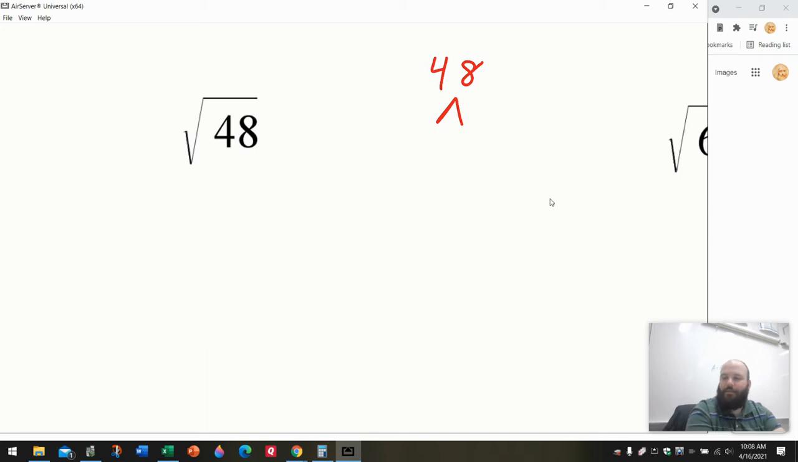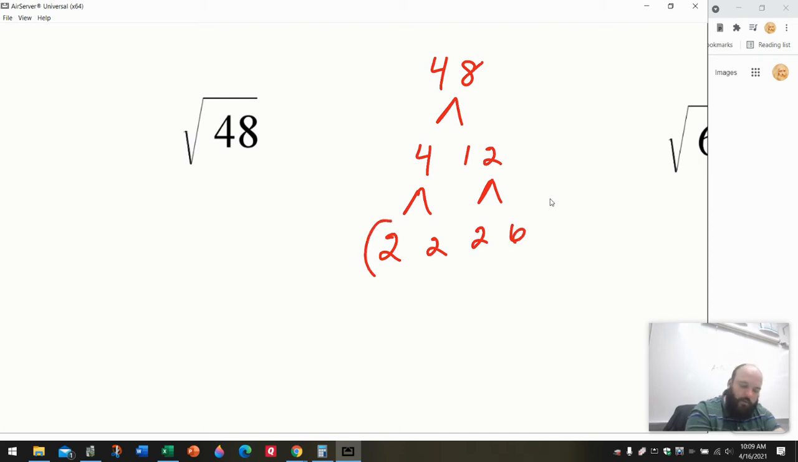I can immediately see that 48 is divisible by 4, so I'm going to break this up as 4 times 12, which gives me 48. Neither 4 nor 12 is prime, so they both can be broken up again. The 4 will turn into 2 times 2, and the 12 will turn into 2 times 6. I'm going to circle the 2s because those numbers cannot be broken up anymore, but 6 can be. 6 can be broken up into 2 times 3.